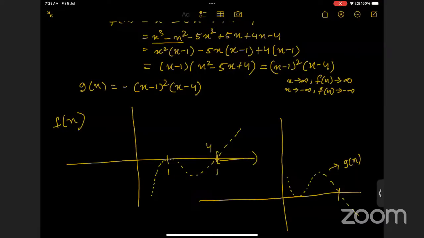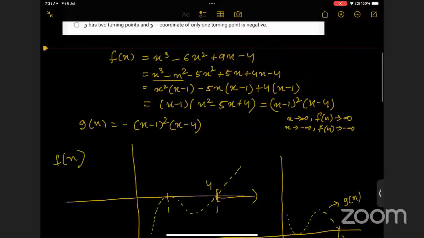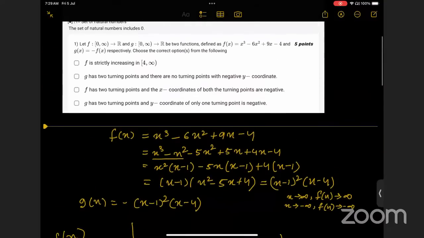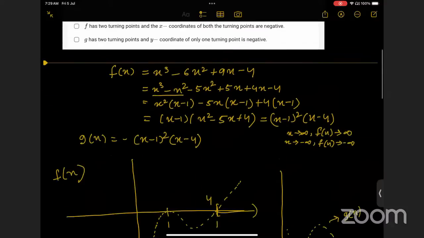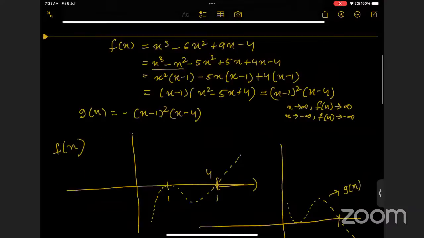Ma'am, is there a way to prove if it is strictly increasing or not? Yes, you can take the derivative of f and then check that. Or you can directly plug in numbers like 5, 6, 7 in the equation and you will get increasing answers for f(x). So in many ways you can find it. This is also one of the ways: you can plot the graph and analyze it.